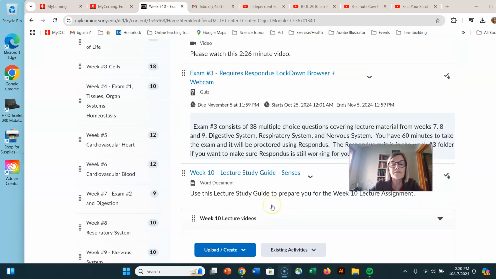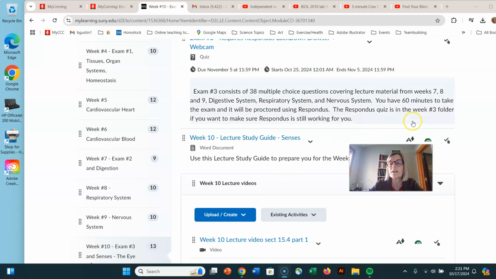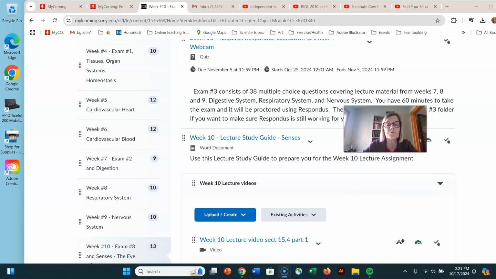And if you need to do a Respondus practice, remember that the Respondus practice quiz is in the week number 3 folder. You can do that again if you want to make sure it's working on your computer.